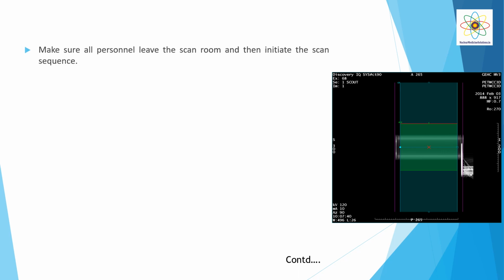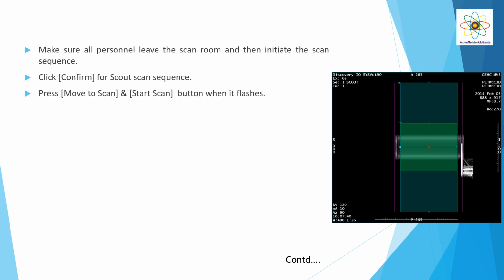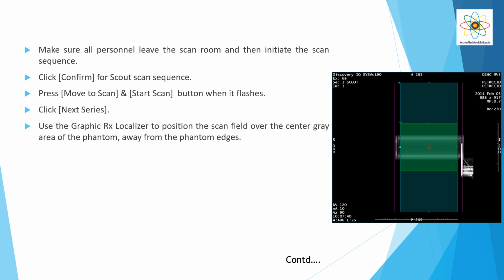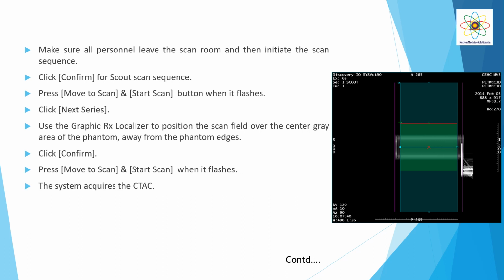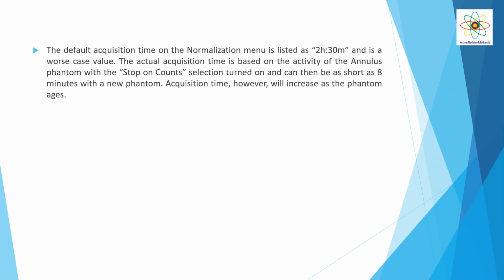Make sure all personnel leave the scan room and then initiate the scan sequence. Click confirm for the scout scan sequence. Press move to scan and start scan when it flashes. Click next series. Use the graphic RX localizer to position the scan field over the center gray area of the phantom, away from the phantom edge. Click confirm. Press move to scan and start scan when it flashes. The system acquires CTAC. Click PET and then confirm.